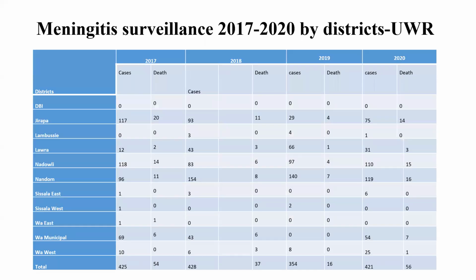So this table gives us surveillance data from 2017 to 2020 by district in the Upper West region. And if you look at the table, you notice that during the last outbreak, we had more cases within the Nandom, the Nadowli, and the Jirapa districts.